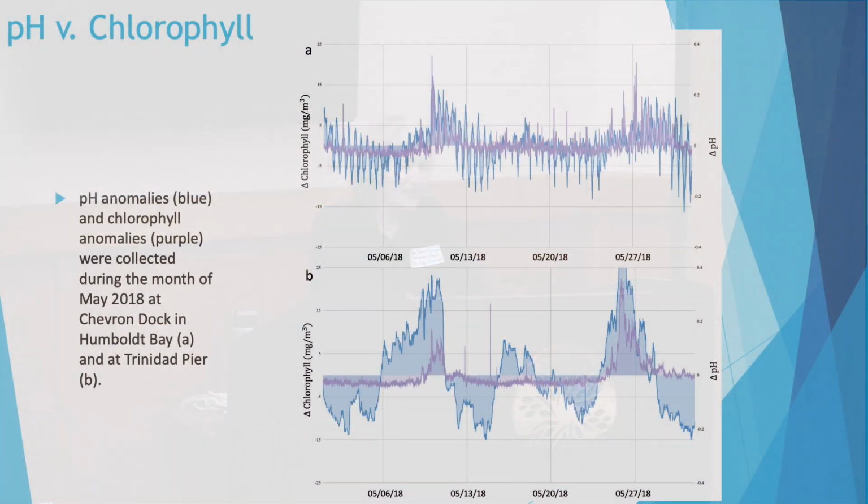Oh, and then of course, we see a pattern here with the chlorophyll. So now we can look at the biological pattern as well. If we look again, A is going to be Humboldt Bay, and B is the comparison at Trinidad. And we see here again with the chlorophyll that we have that same pattern, that same tidal control on both the pH and the chlorophyll.